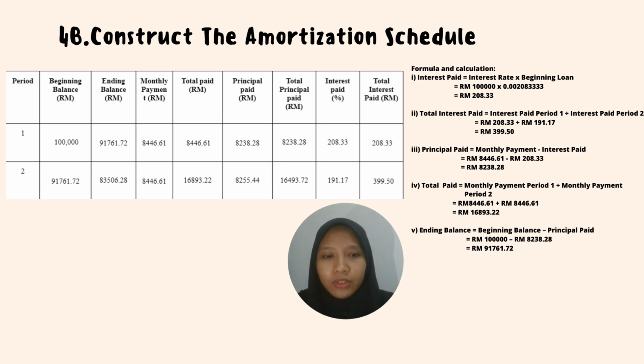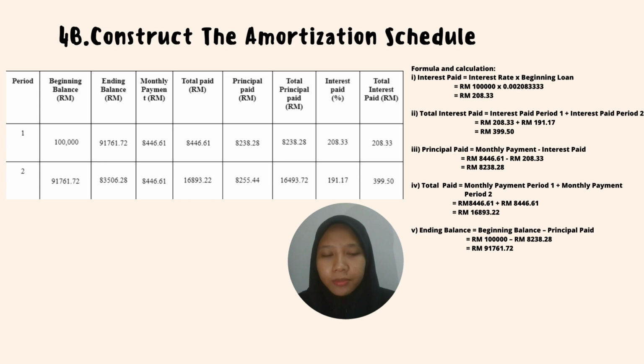The next part is total interest paid. The formula is interest paid period 1 plus interest paid period 2. We will get the answer 399 ringgit 50 sen. The third is principal paid. The formula is monthly payment minus interest paid. We will get the answer 8,238 ringgit 28 sen.